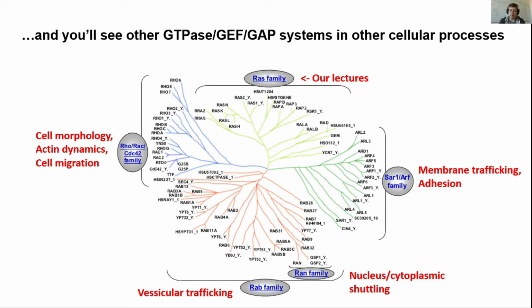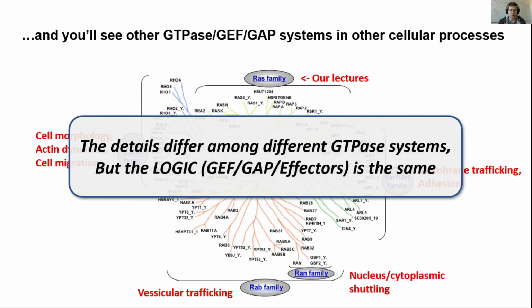And so, by really internalizing the logic and control of RAS GTPase signaling, you're going to be really poised to understand the logic that controls a whole range of different signaling processes related to interesting cell biology. And while the details differ among these different GTPase systems, this core logic is the same. And so I hope you really will be able to internalize that logic by the end of this week.